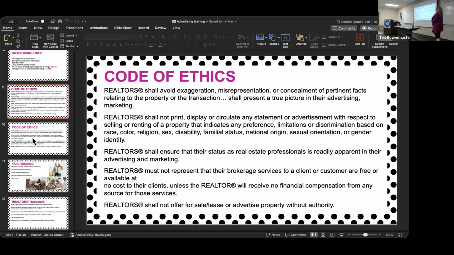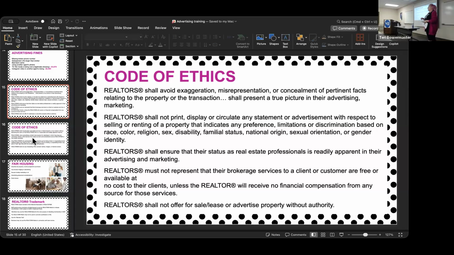We should not print or circulate any kind of discriminatory imagery. There was a case interpretation for fair housing. You may have heard this story. I don't know who was in my fair housing classes because I taught so many, so I apologize if this is a repeat. There was a case interpretation that came down from NAR, and I've gotten this question a lot, so I'm going to share it with you going forward.